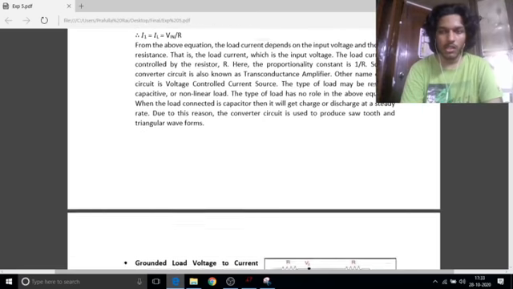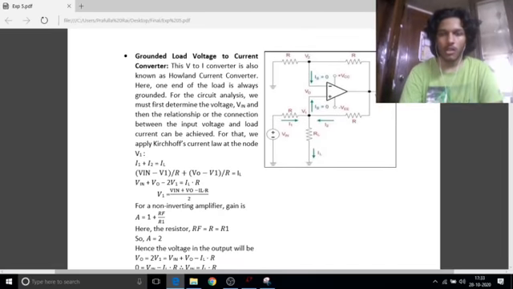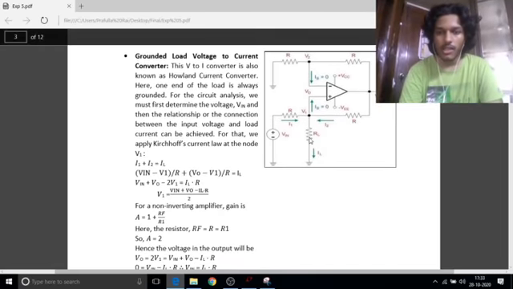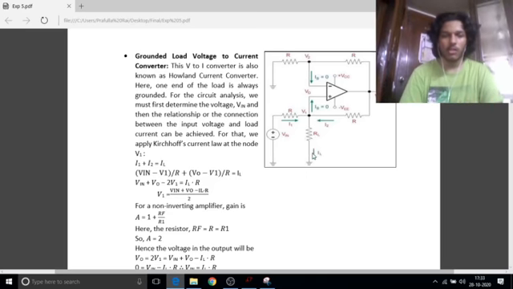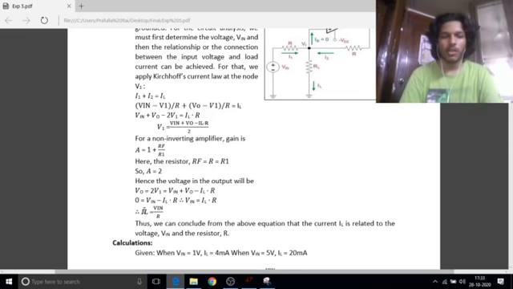Then we'll see the grounded voltage to current converter. In this you can see RL is connected directly to the ground. From its equations we can see that IL, the load current, is equal to V input upon R. It again leads us to believe that the load current is independent of the load resistor RL. We'll now see the circuits.